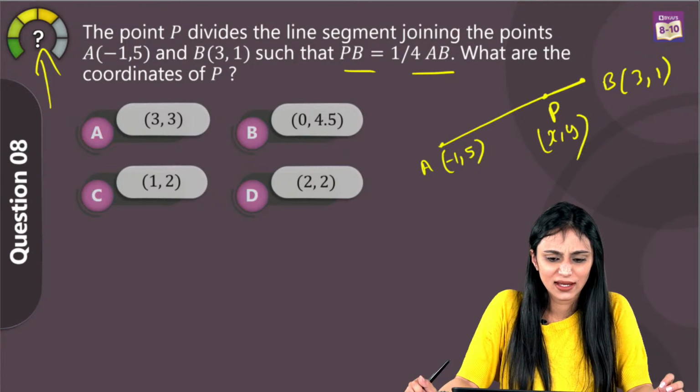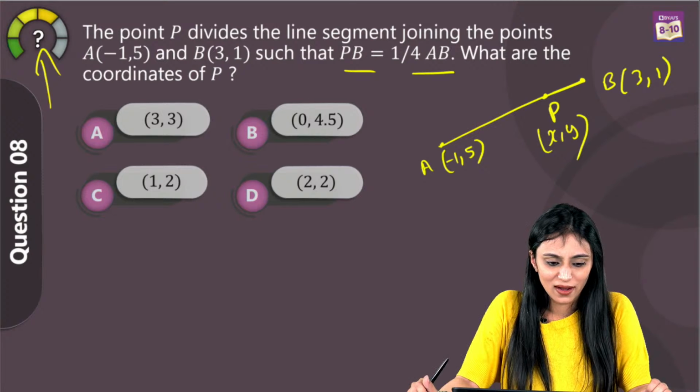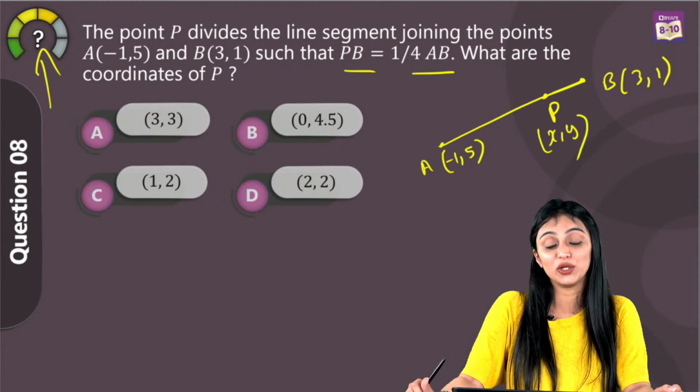Okay, someone is saying M and N. Okay, you have already got the values. Someone is saying section formula. Umesh says why we cannot use section formula. I am asking you which method we should use.